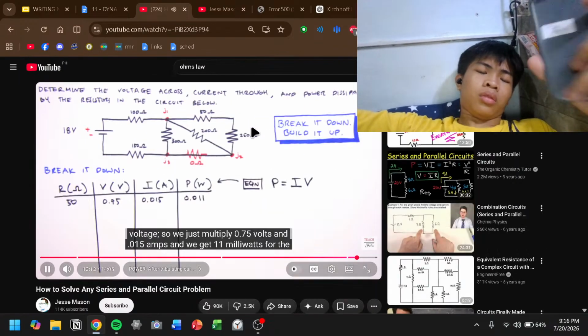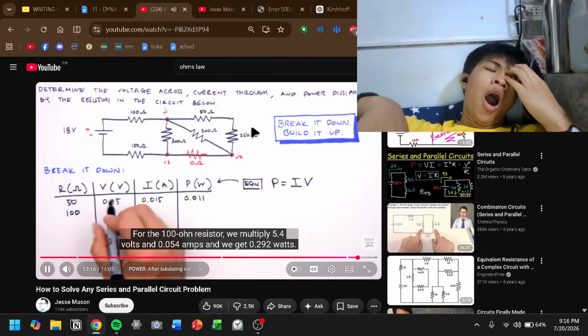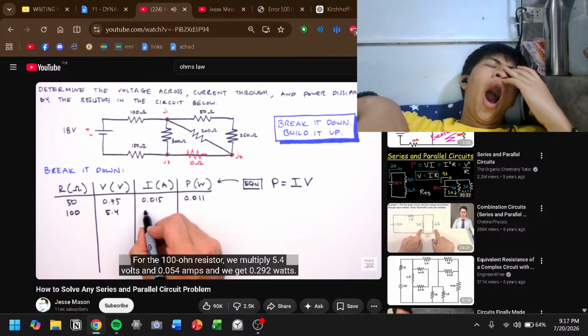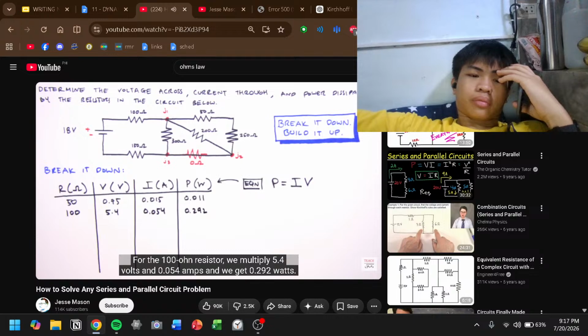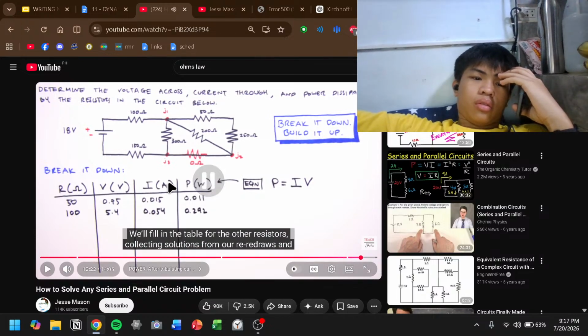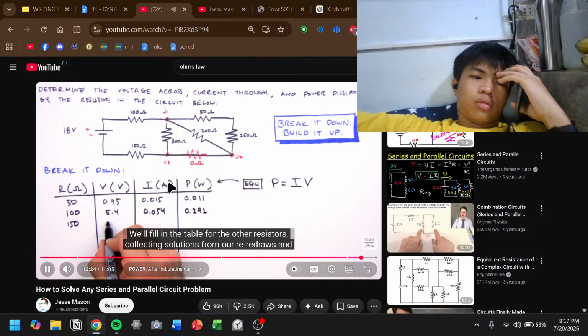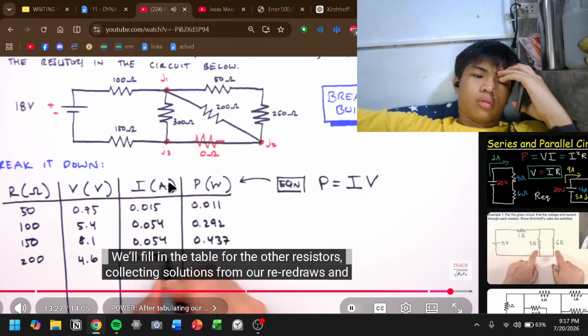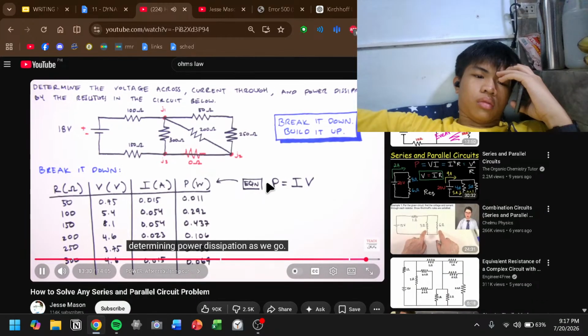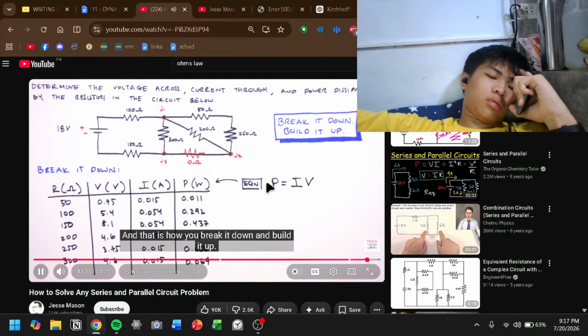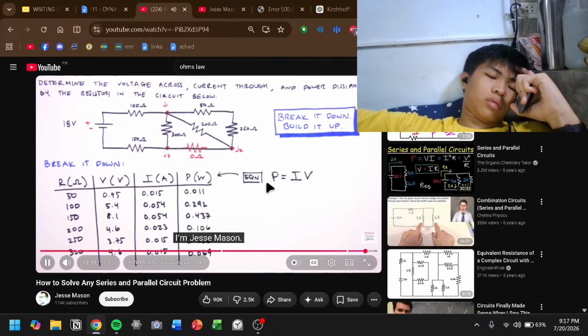Kilowatts for the 50 ohm resistor. For the 100 ohm resistor, we multiply 5.4 volts and 0.054 amps, and we get 0.292 watts. We'll fill in the table for the other resistors, collecting solutions from our redraws, and determining power dissipation as we go. And that is how you break it down and build it up.